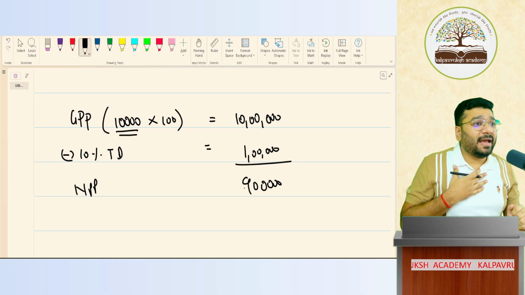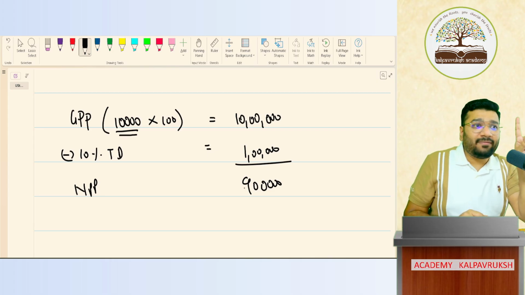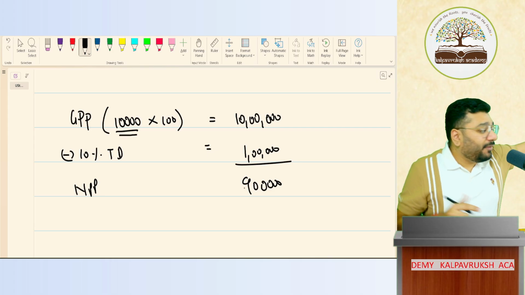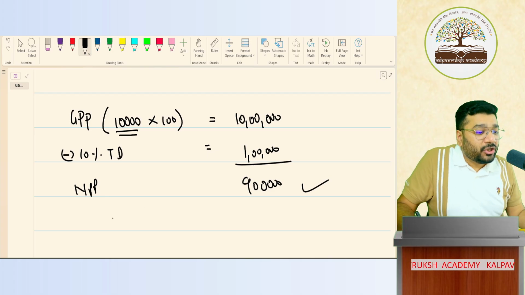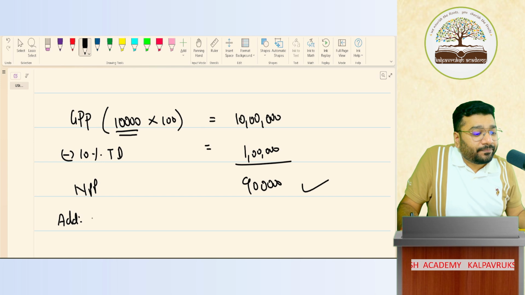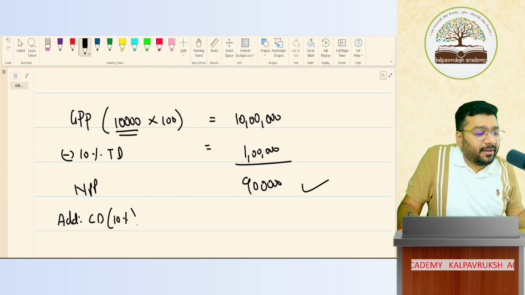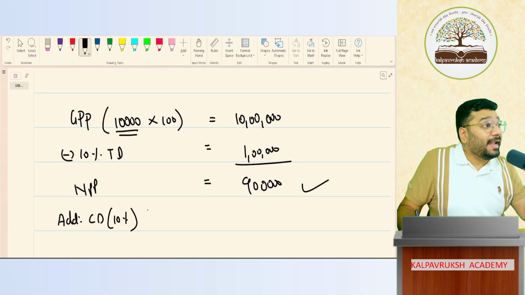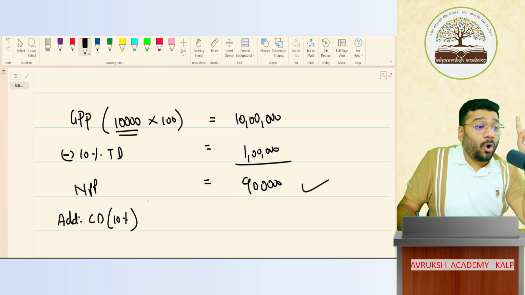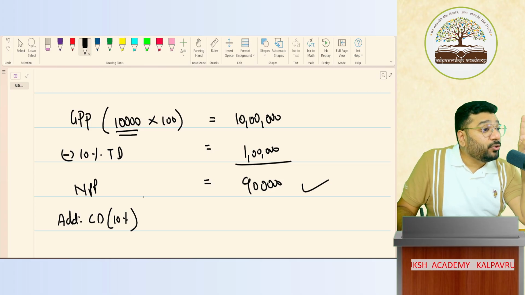So as a businessman I have to collect two amounts. One is the product value, second is the tax value. Apart from the product value from the customer, I'm supposed to collect tax also. Hence I have to add customs duty. For convenience I'm keeping 10%. So how much? 9 lakh into 10%. On the net purchase price only, customs duty is being levied.